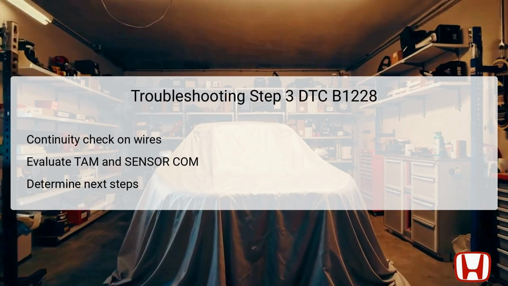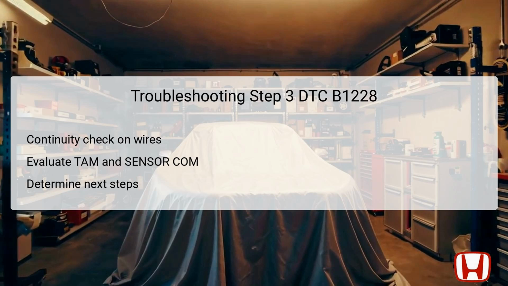Step 3 of the troubleshooting guides technicians to conduct another continuity check, this time specifically between the TAM line and the sensor COM line. As in previous steps, the vehicle must be in the off-lock mode, with the connectors for both the climate control unit and the outside air temperature sensor disconnected. The evaluation focuses on continuity between climate control unit connector A pin number 11 and pin number 12.